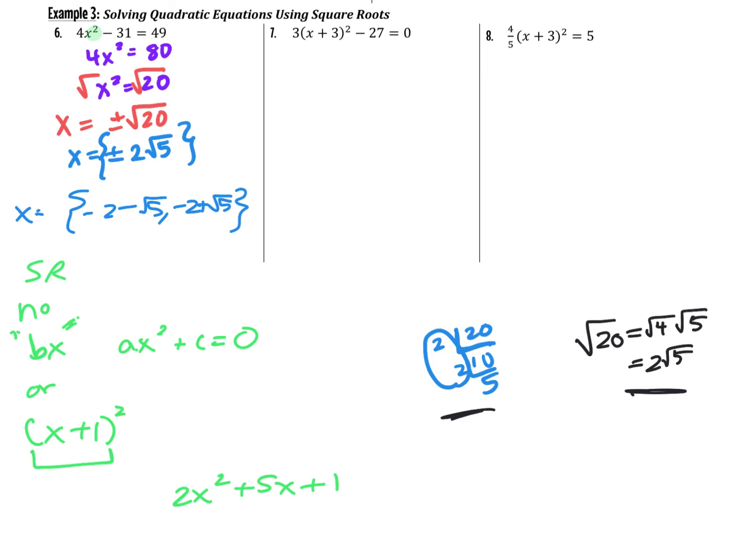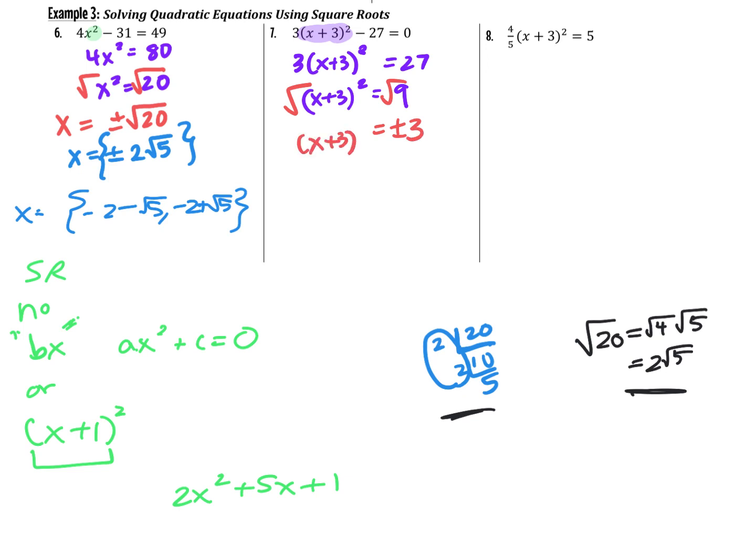All right, number 7 looks a lot different. The term that's being squared is this whole term right here. So in order to isolate that, I'm going to go through the same process. I'm going to add 27 to both sides. And when I add 27 to both sides, that's going to give me 3 times the quantity x plus 3 squared equals 27. And then I'm going to divide by 3, so x plus 3 quantity squared equals 9. I'm going to square root both sides, which means I'm going to have a plus or minus here.